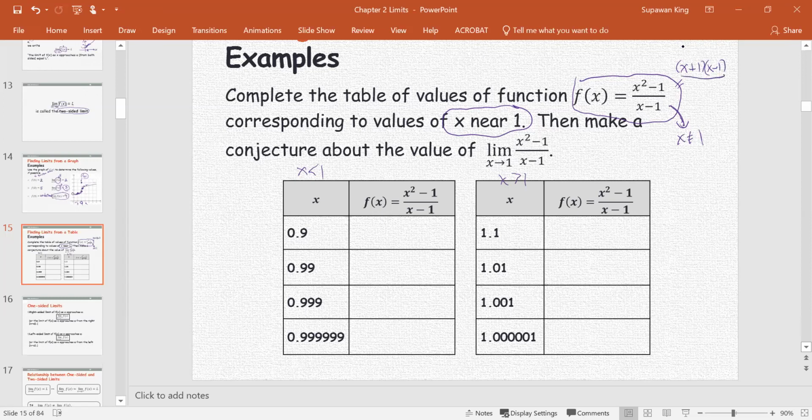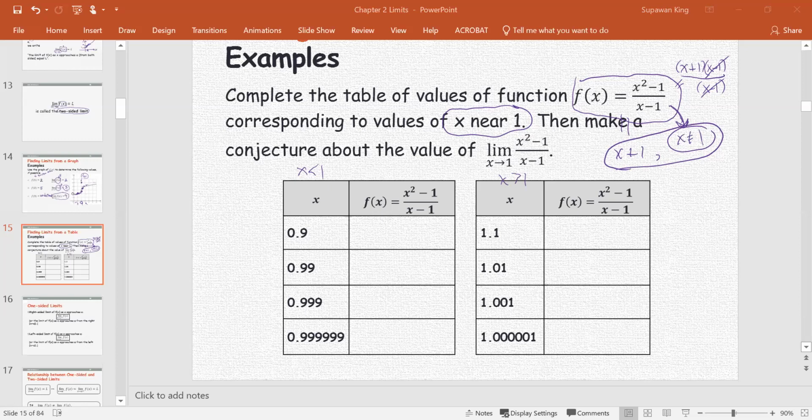Okay, the numerator divided by x minus 1. What happens? The x minus 1s, they reduce. You can reduce because x cannot be 1 by the domain, right? You can reduce them. Therefore, this function will become just x plus 1 as long as x is not equal to 1. You see how the equation simplifies?